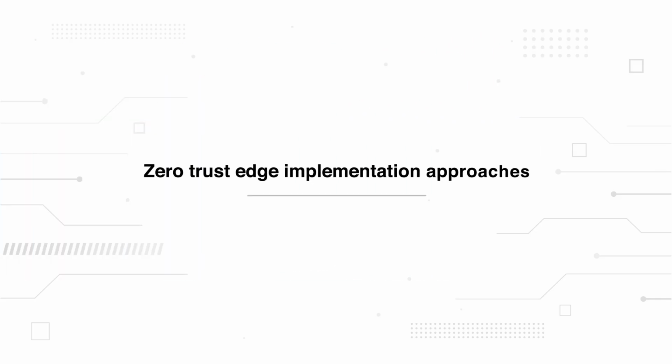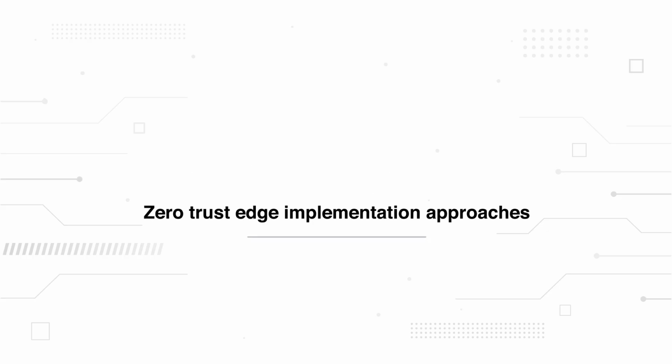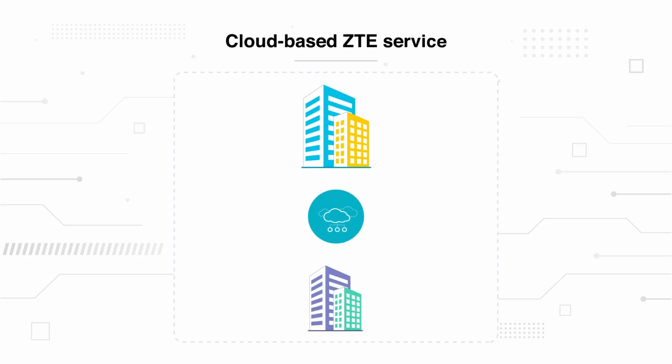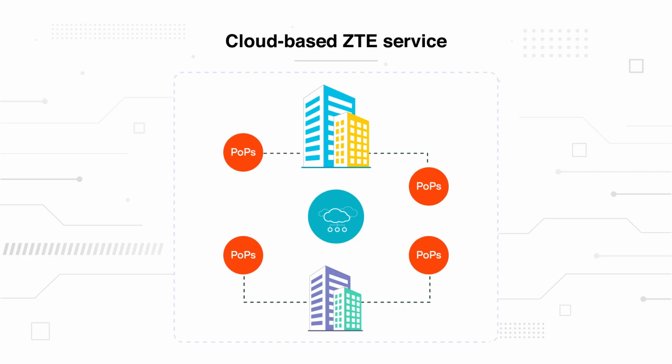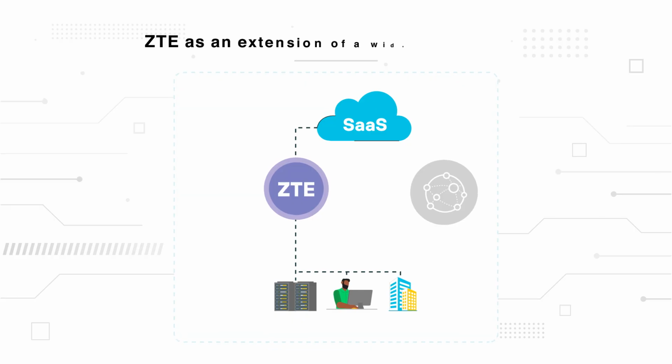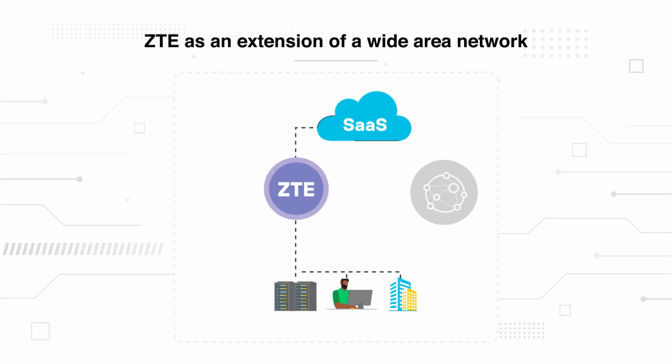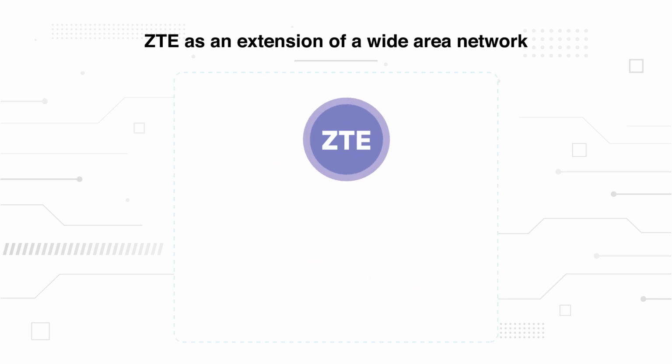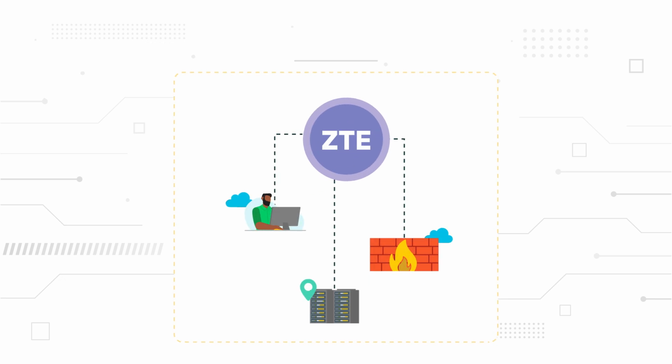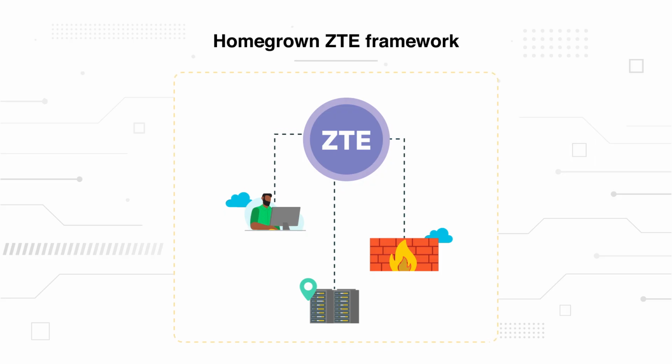There are three main approaches to implementing ZTE. The first is a cloud-based ZTE service, where multiple points of presence, POPs, deliver capabilities similar to software-as-a-service models. The second is ZTE as an extension of a wide area network, where carriers provide outsourced security. However, this option may lack the agility of cloud-based systems. Lastly, organizations can develop their own homegrown ZTE framework, offering flexibility but requiring significant expertise and resources.